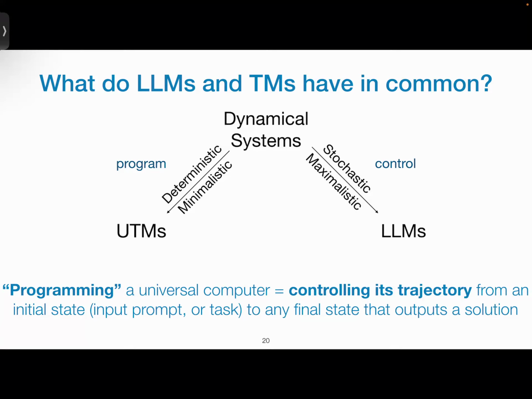So your bicycle is a stochastic dynamical system. There is uncertainty because there's wind, there's chips on the ground, and so on and so forth. So you have to learn how to control your bicycle going from A to B despite all this uncertainty and other phenomena. Okay. So programming a universal computer, and I'll argue that an LLM is a universal computer, completely different than Turing machines, means to control its trajectory from an initial state that specifies the problem to a final state that outputs a solution to that task.